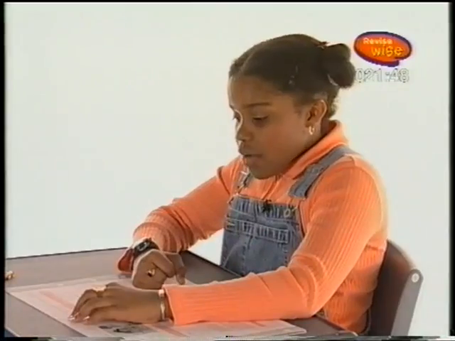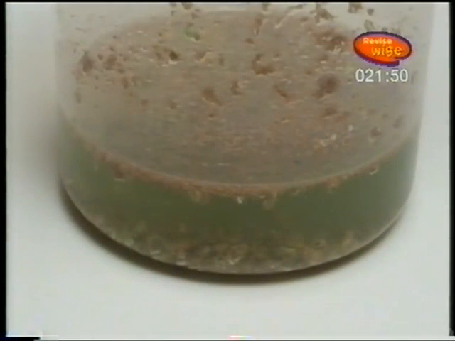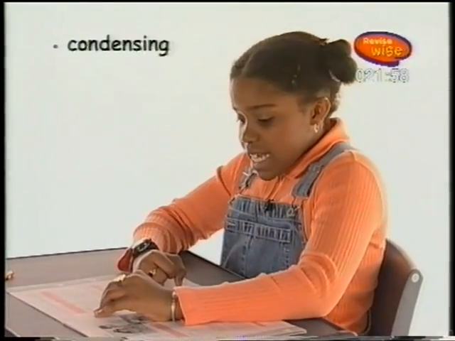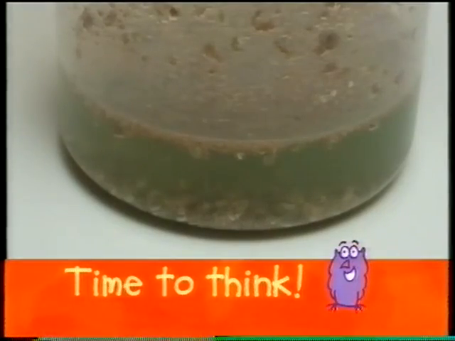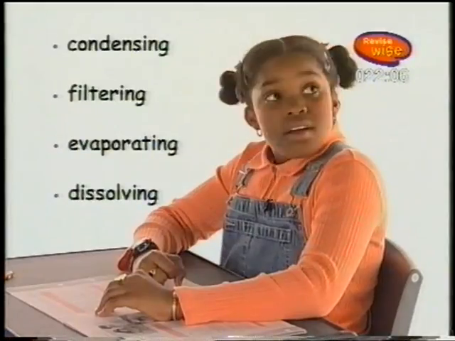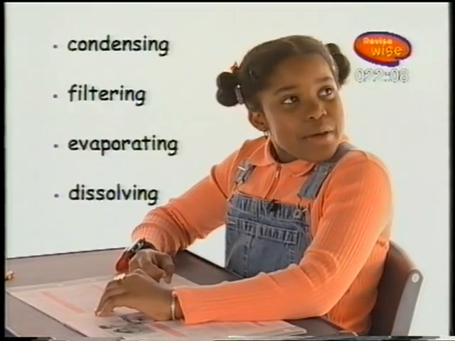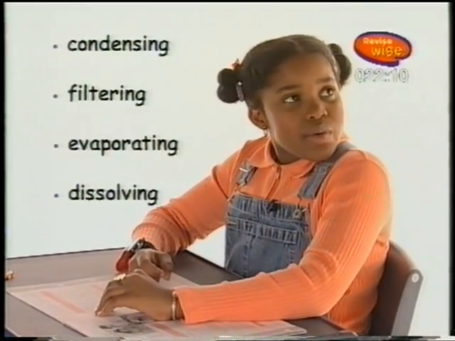and after 2 hours, there are still some small brown pieces left in the green liquid. Which method should be used to separate these brown pieces from the green liquid? Tick one box. Condensing, filtering, evaporating and dissolving. I know the answer to that. To separate small solids from a liquid, we use filtering. Cool, tick the box.